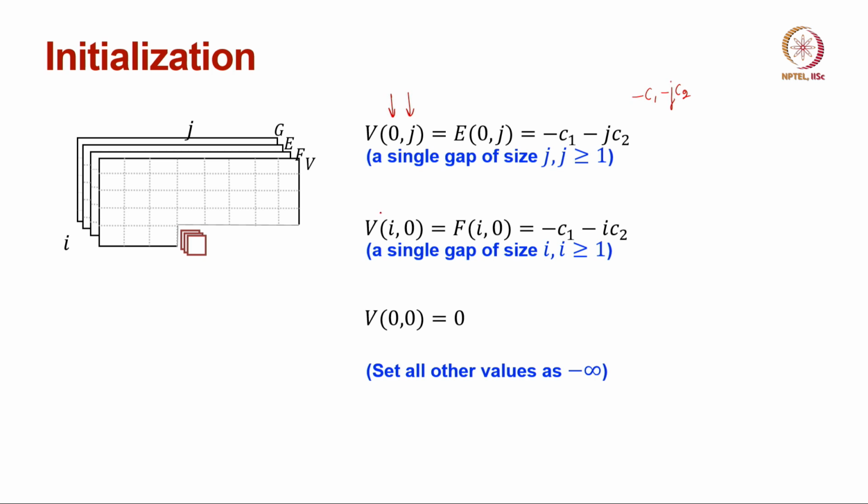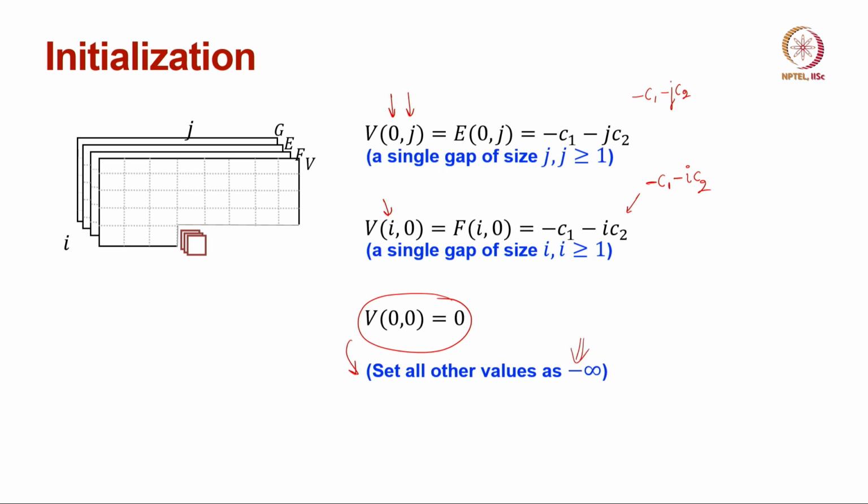Similarly, if you have a prefix of A aligning to an empty string from sequence B, then again that is equivalent to saying that we have a single gap of length i, and accordingly I would penalize it by minus C1, that is a single gap, and of length i. So, therefore, minus i times C2. And finally, V(0, 0), that is alignment of two empty strings, is going to give us a score of 0. So, that is trivial, and all other values we can set to minus infinity because they are not relevant. So, for the DP to work correctly, we will set them as minus infinity.